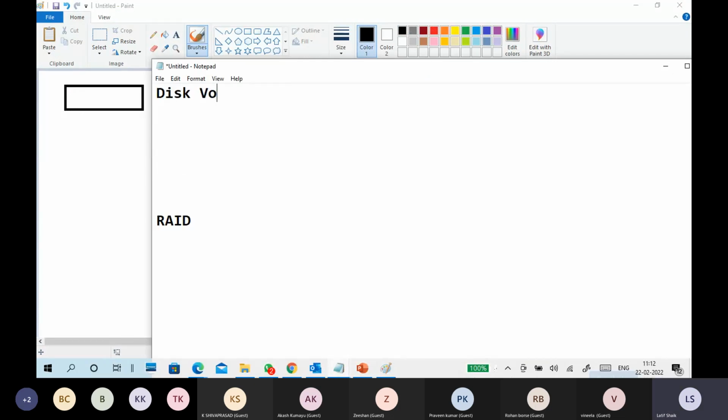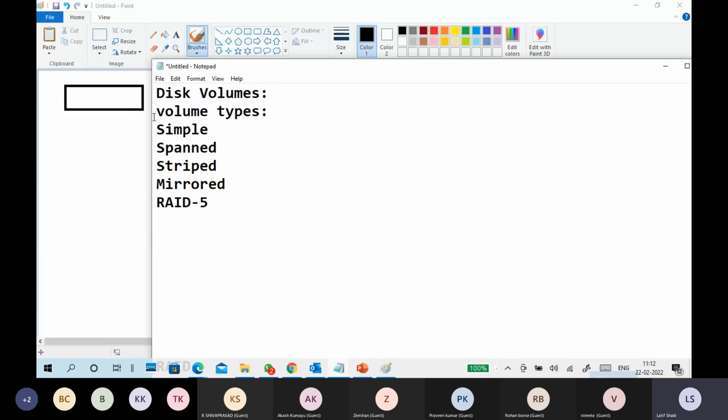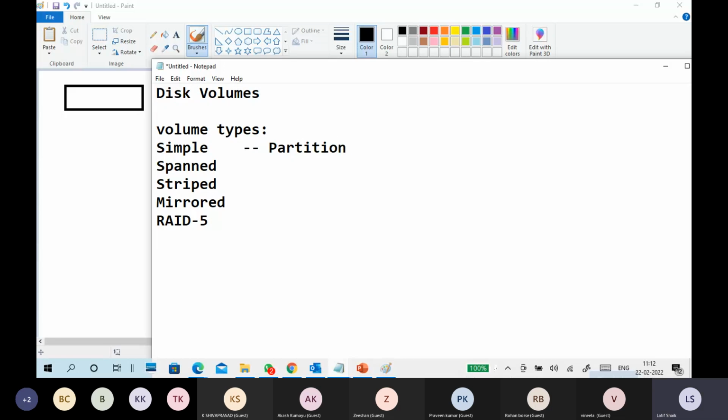So, disk volumes. These are the volume types, as per Windows. Simple volume. Earlier we used a simple volume, which means a partition, a disk partition, in a single disk only.